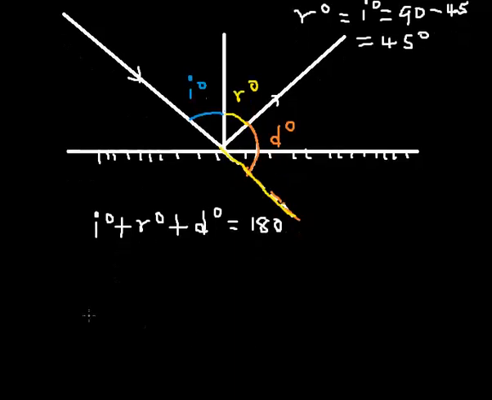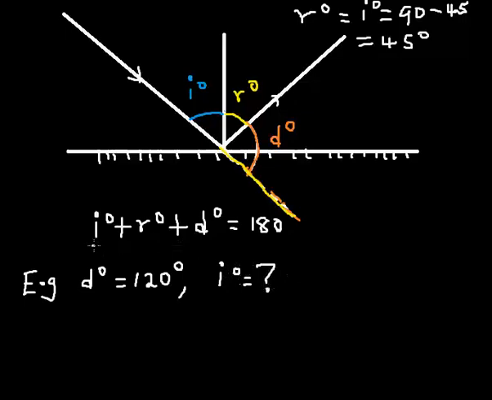Okay, let's look at a typical example. Let's look at a situation where an engineer was asked to deviate a ray of light to 120 degrees. Now the question is, what will be the angle of incidence? What is the angle of incidence for such deviation to occur? So apply the formula.